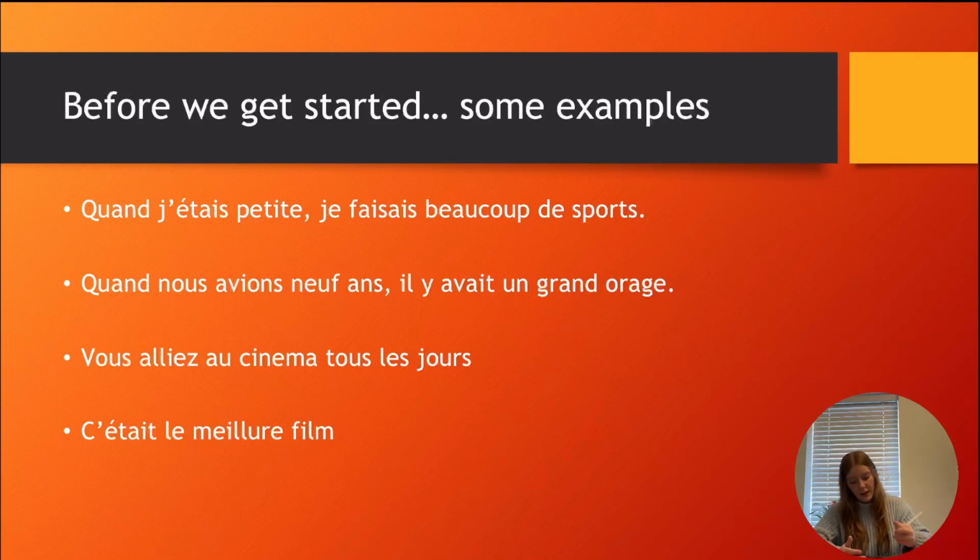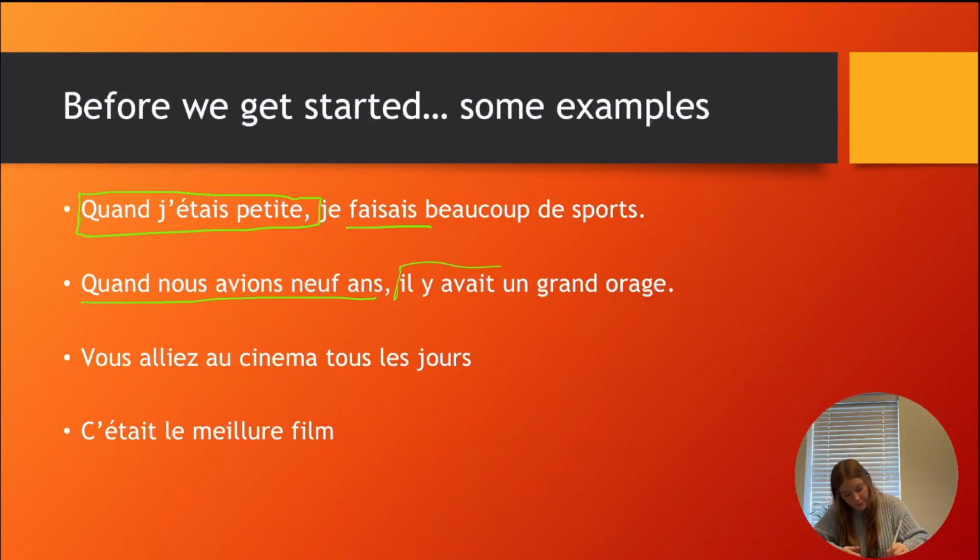So these structures here, I'm going to show you how to form them. So, quand j'étais petite, this is a very common structure we would use, especially in your writing. And je faisais, that's just an example of the imperfect tense. It means I did a lot of sport. When I was little, I did a lot of sport. This just means when I was 9, there was a big storm. So these here, we use these structures regularly.